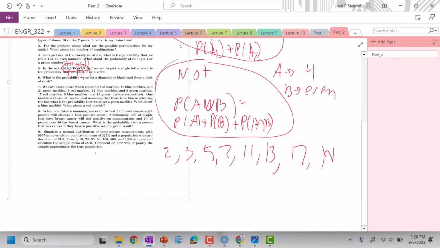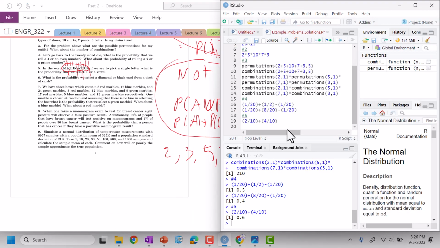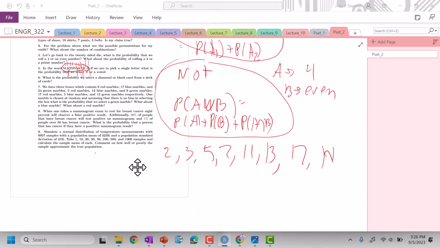Let's move on to number 6. All right, let's get into problem number 6. What is the probability we select a diamond or a black card from a deck of cards? Are these mutually exclusive events? Yes, a diamond is red, right? So we can just add those together. We select a diamond or a black card from the deck. So let's do A is diamond, which is red.